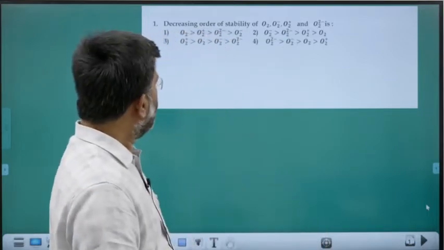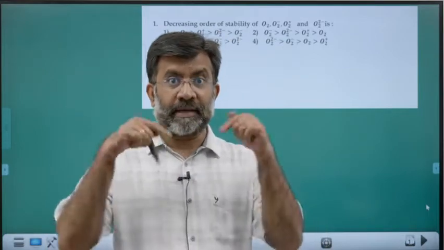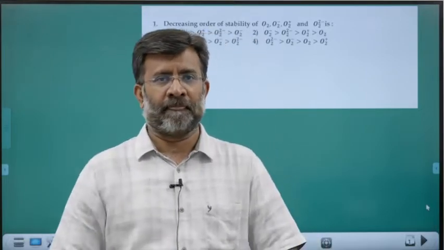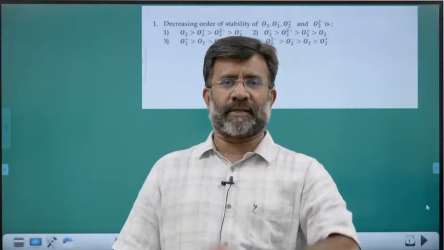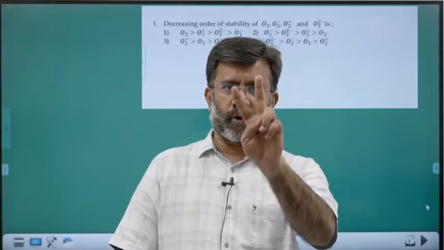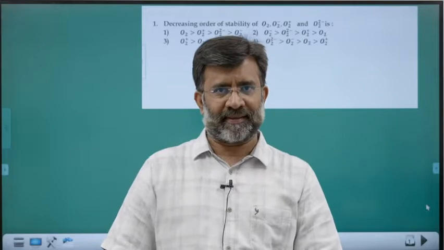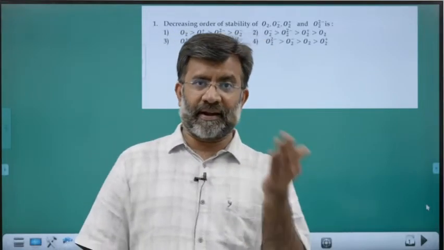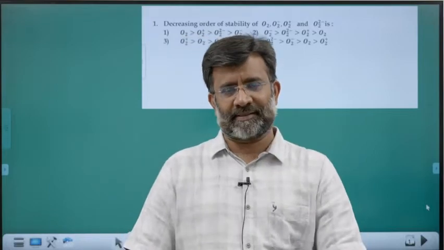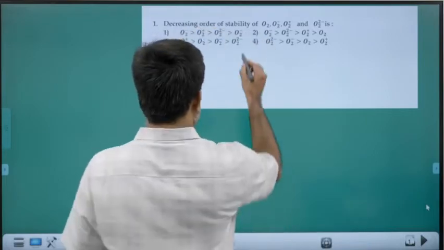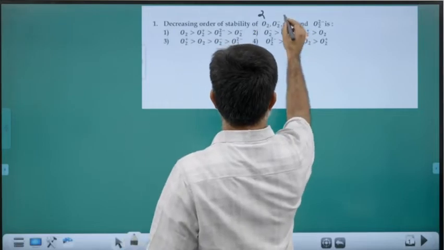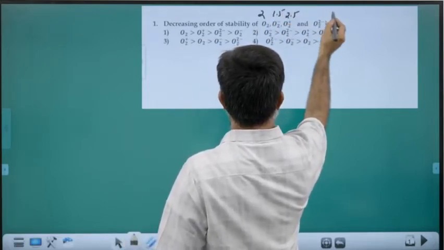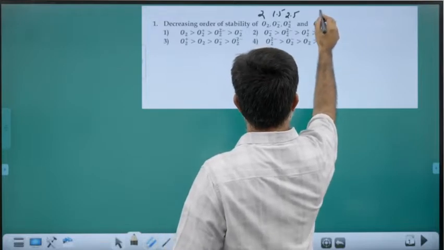What about O2 plus? One electron decreases. There the bond order will increase because the electrons are removed from the pi star orbital. So bond order 2 for O2 becomes 2.5. And what about O2 2 minus? O2 2 minus is even less stable than O2 minus. So here the bond order is 2, here 1.5, here 2.5, and here 1.